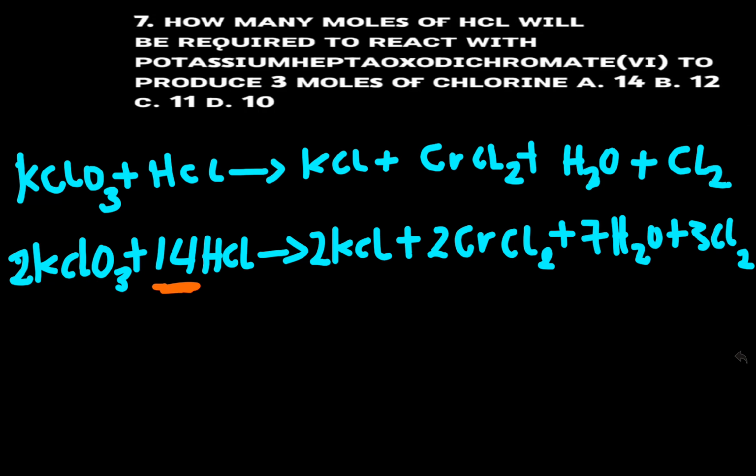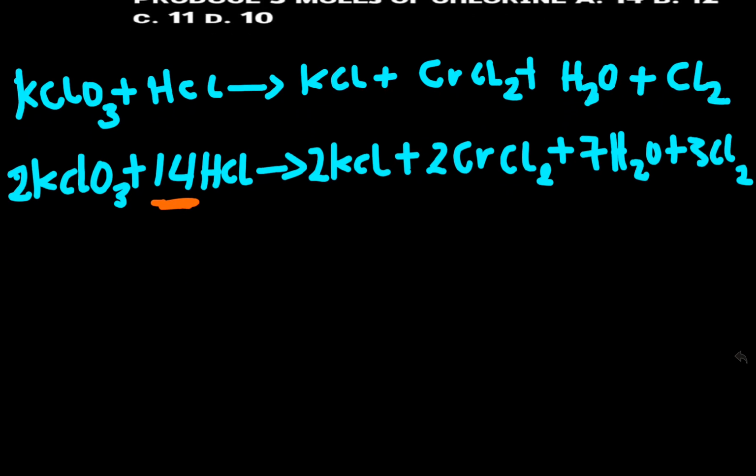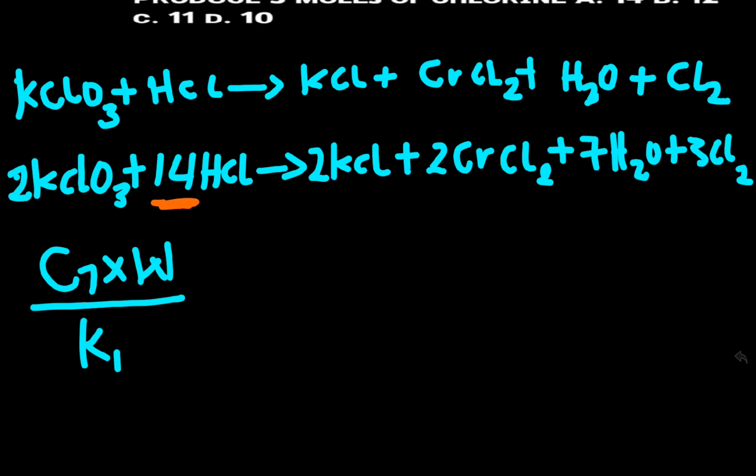But I would like to also share with us the mole relation. The mole relation is actually a proportion we could use to solve this: given times what we want over what is known from given. So what was given from our equation? We're given 3 moles of chlorine.